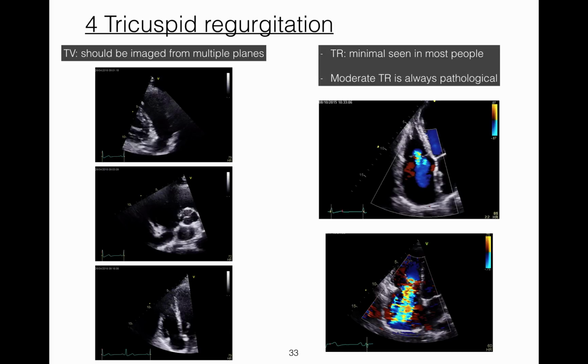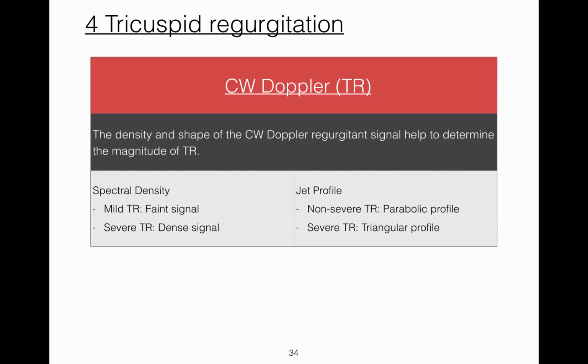Minimal tricuspid regurgitation is seen in most people, whereas moderate tricuspid regurgitation, or regurgitation that is more than moderate, is always considered pathological. Like when measuring mitral regurgitation, the density and shape of the continuous wave Doppler signal can help to determine the degree or the magnitude of the tricuspid regurgitation.